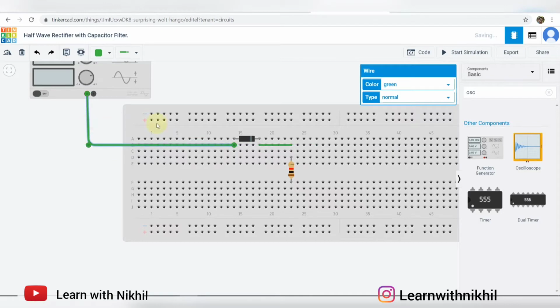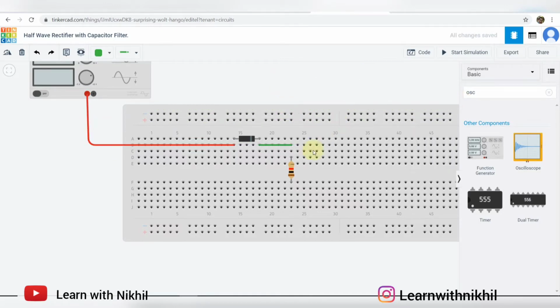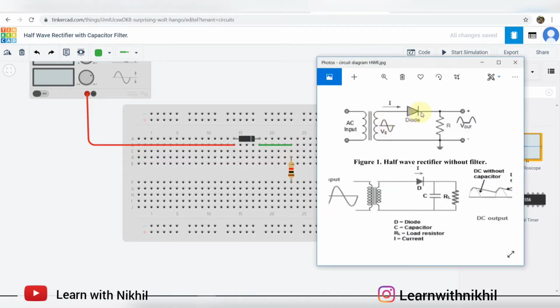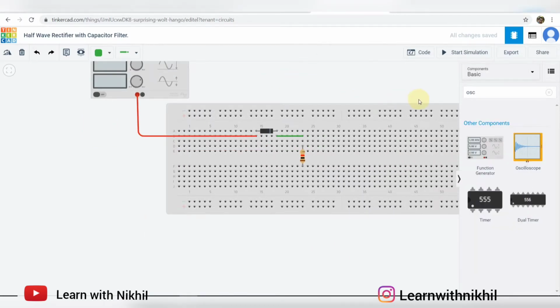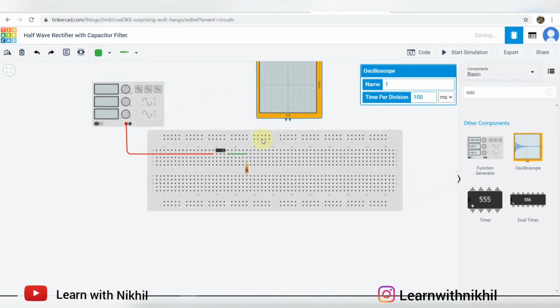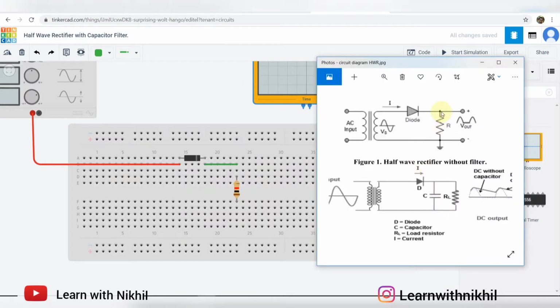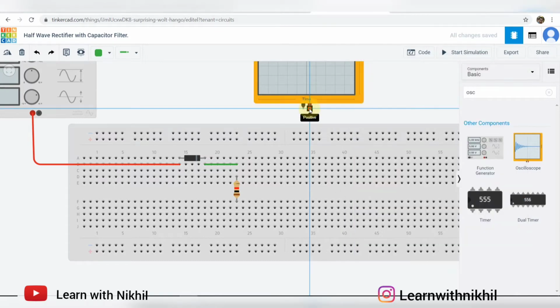You can change the color as you want. I'll keep it red as it is the input power supply. Other wires are green. Then the negative is attached to the resistor, and the resistor is attached to the output. So the output is our oscilloscope. One terminal of the resistor is attached to the positive. So this is the positive terminal.